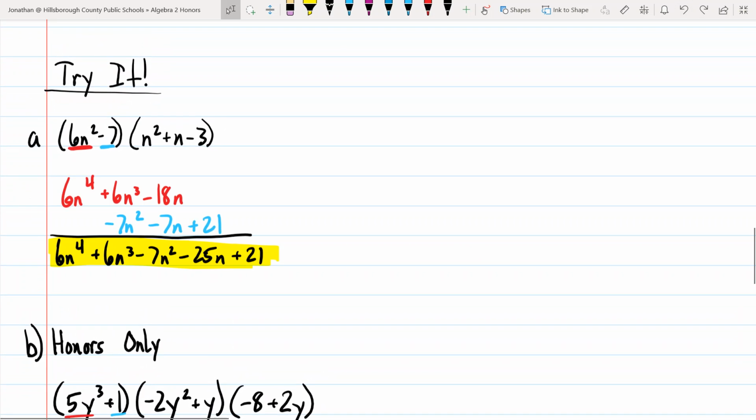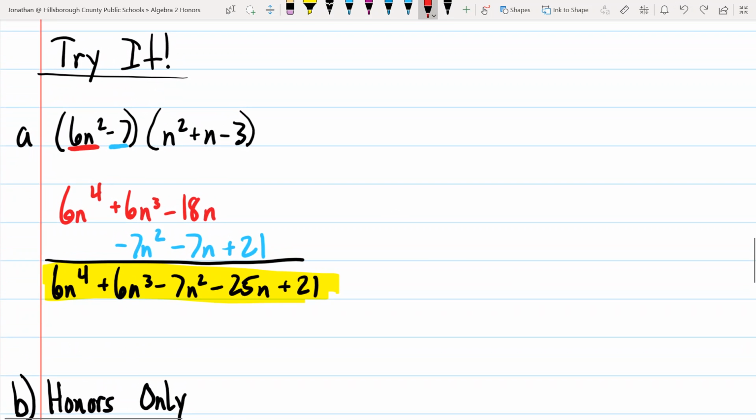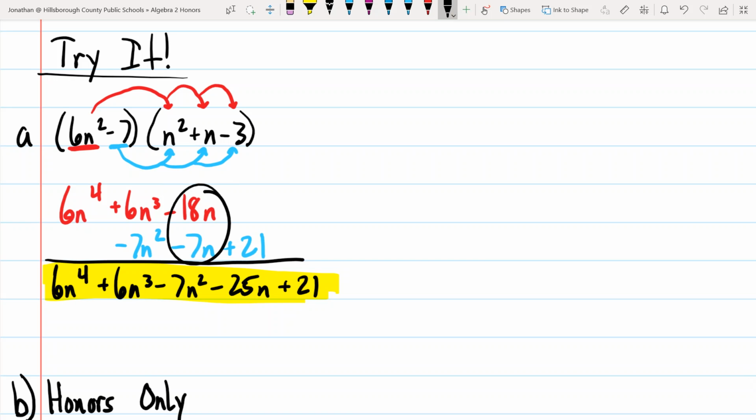All right, the answer reappears. 6n squared multiplied into these three results in the first line of terms. -7 multiplied in results in the second. And I combine like terms if there are any. I'm able to combine my regular n's, but that's about it. These don't combine just because they're below each other. They have to be the same letter and exponent.